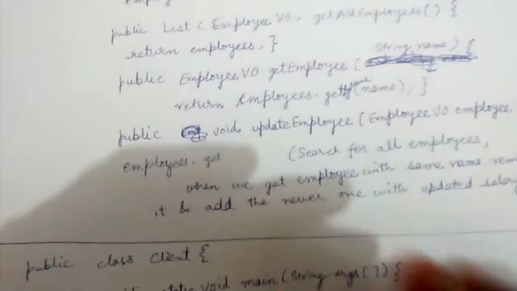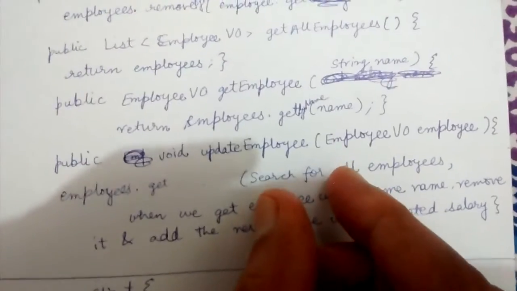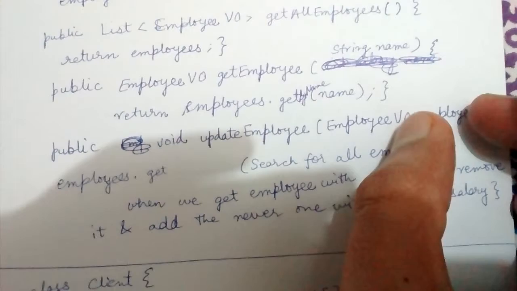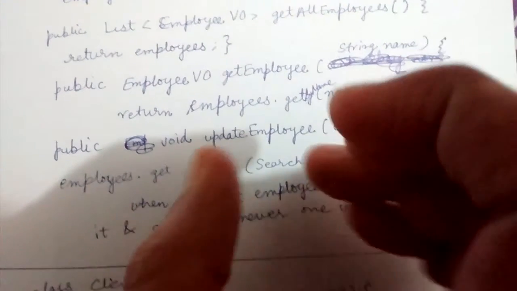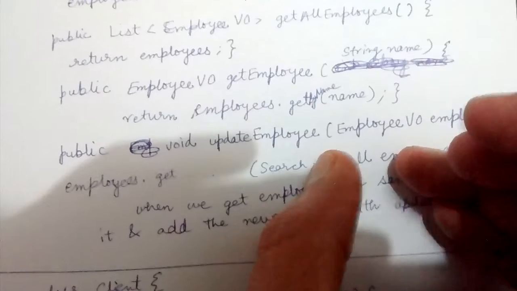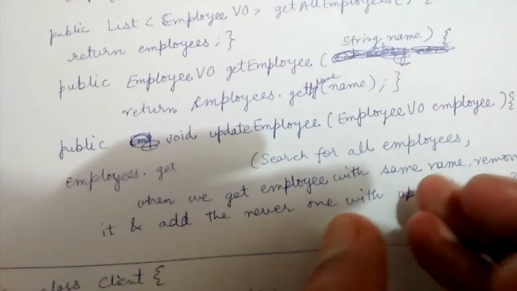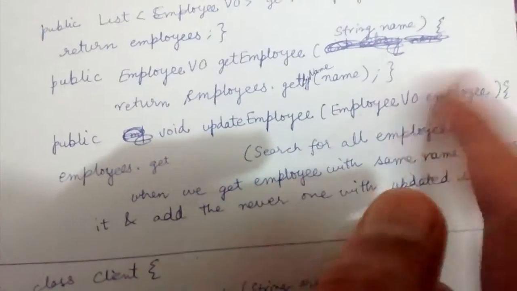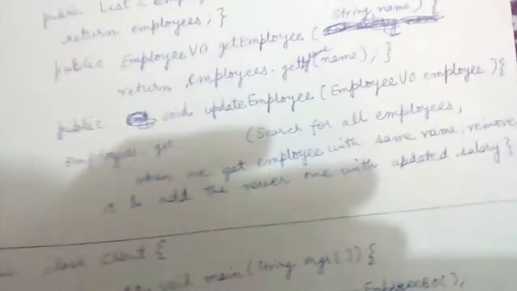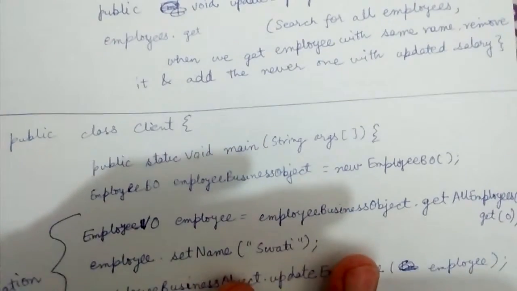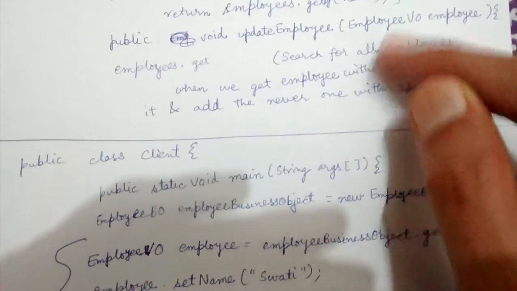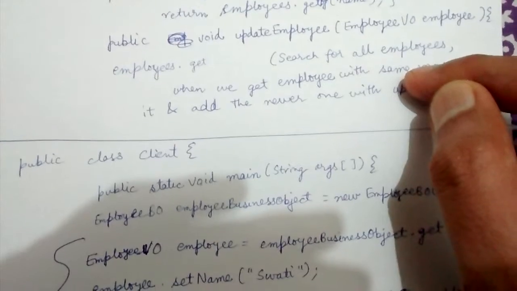So let's say an employee called Swati was there, and the earlier salary was 10. Now the client gives us an employee VO object with the name Swati and salary 20. So we search in our list for an employee with the name Swati. We find that Swati 10 entry. We delete it. We insert Swati 20. That's all. So hence we have updated Swati 10 to Swati 20. We deleted Swati 10 and inserted Swati 20. So this is the kind of updation I'm talking about.